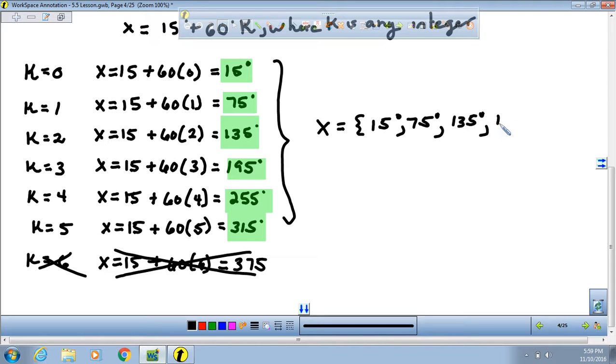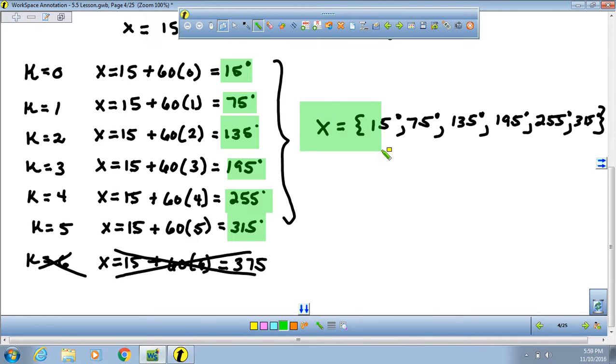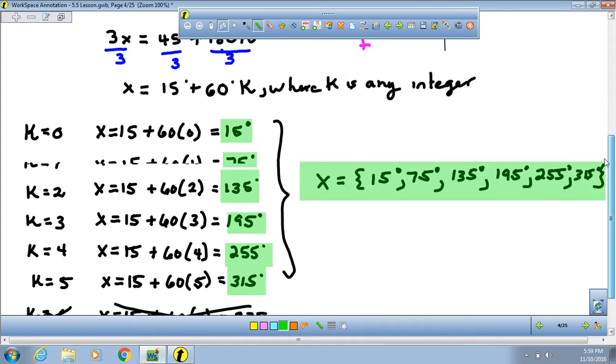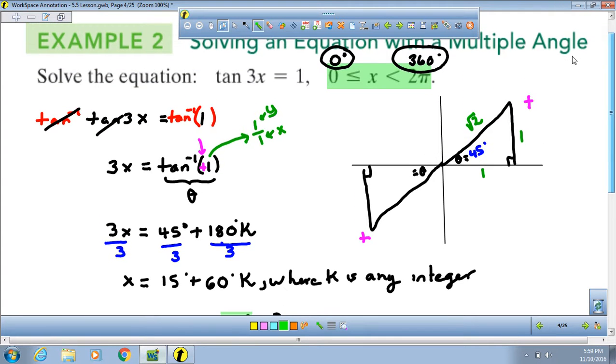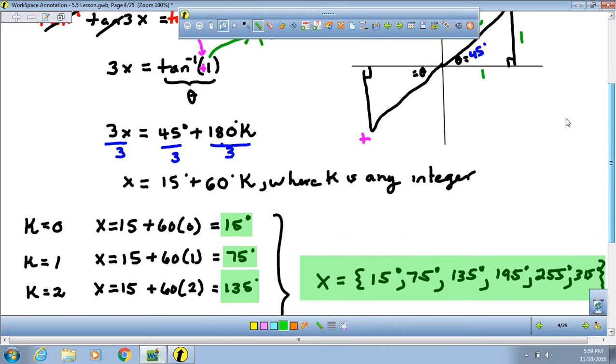135 degrees, 195 degrees, 255 degrees, and 315 degrees. All of these solutions will give you the value that whenever you have 3 times the tangent of 3x is going to equal 1.